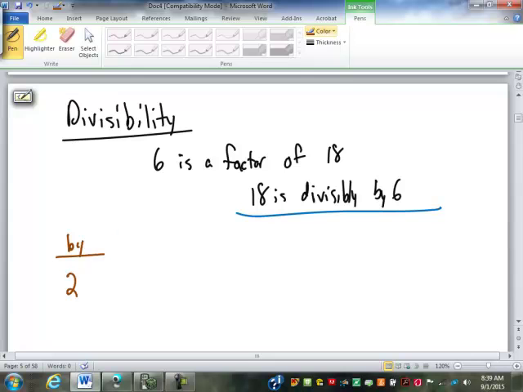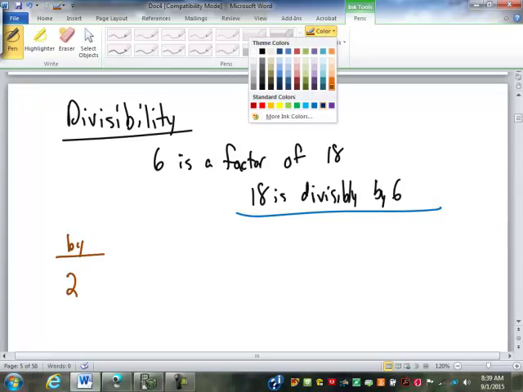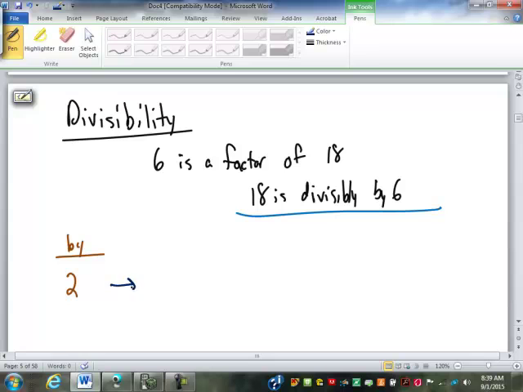Let's say that we want to know if a number is divisible by 2. How can we tell? Are there any tricks we can use to figure out if a number is divisible by 2? It will go in there equally without a decimal or a fraction or a remainder. There you go. The last digit is an even number. In other words, it ends in a 0, 2, 4, 6, or 8.